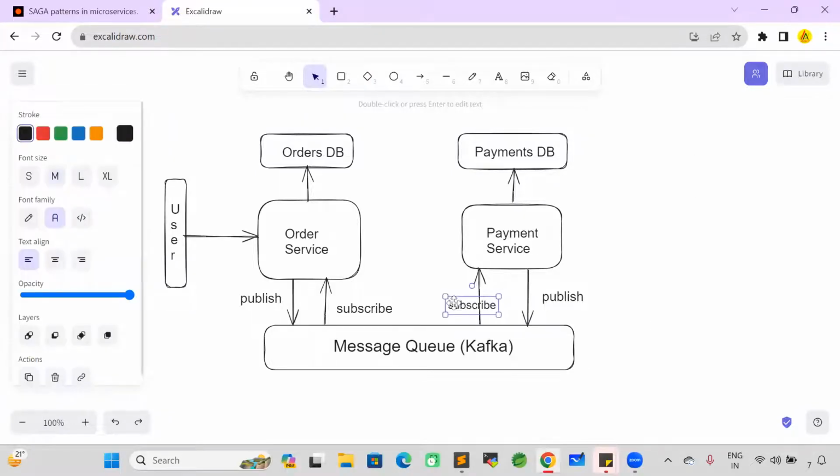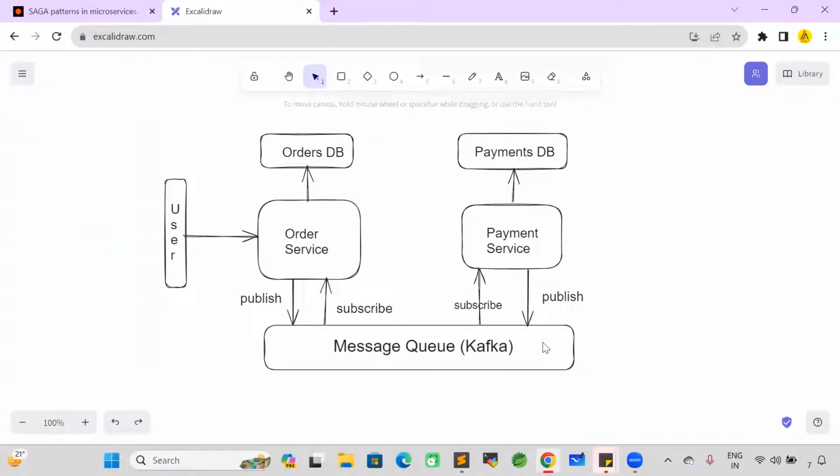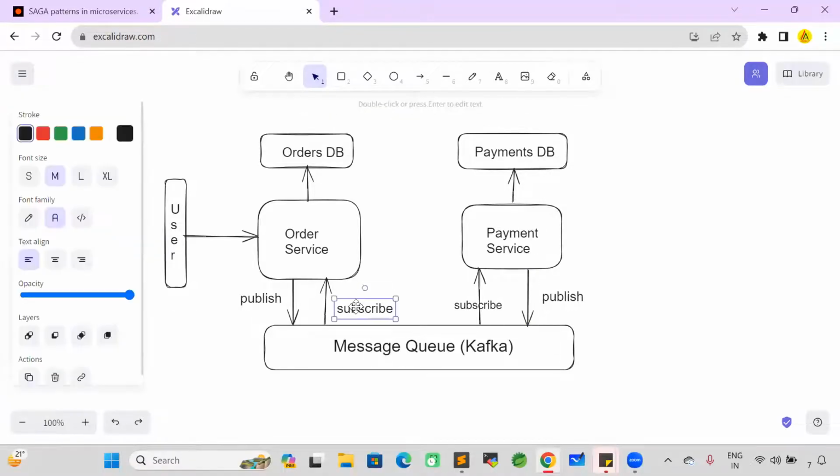When the payment is processed, it may be a failure or it may be successful, then it will publish one event to the payment service. It will publish one message to the payment service. When the message is published to the payment, the order service will subscribe to that message and check whether the payment is successful or failure. If the payment is successful, then the order will be confirmed. If the payment is failure, the order will be failed.